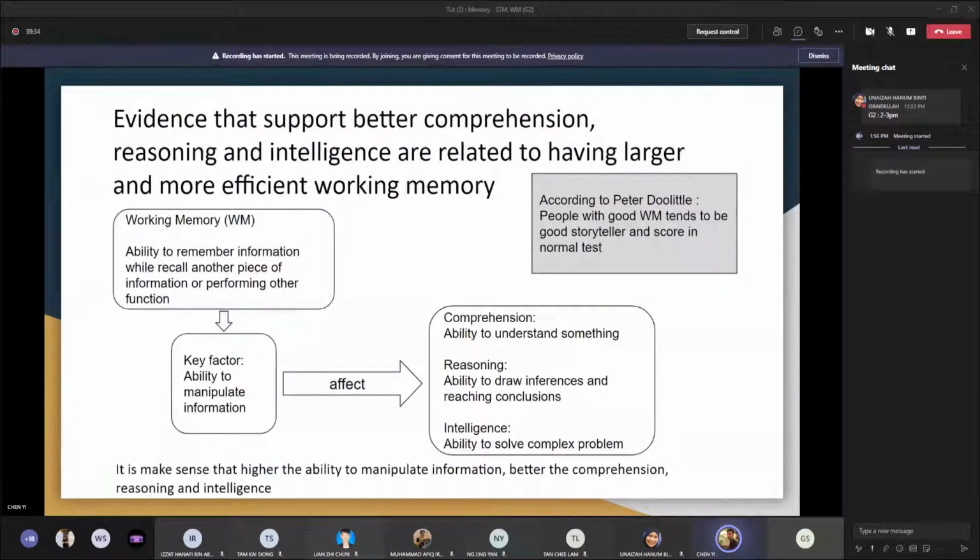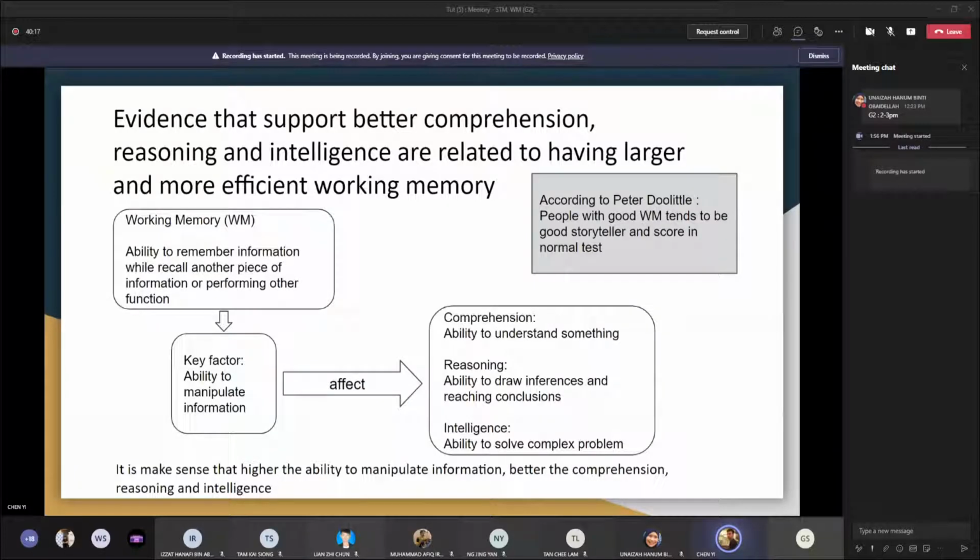So the last one is the evidence that supports better comprehension, reasoning, and intelligence being related to efficient working memory. As we know, working memory is actually to retrieve information and manipulate information. So when you have this ability, you can comprehend and understand the information more easily, and also you can draw inferences and conclusions more easily. And with the ability to manipulate information, you can solve complex problems too. So they are correlated. If you are able to manipulate more information, you are able to solve more complex problems.